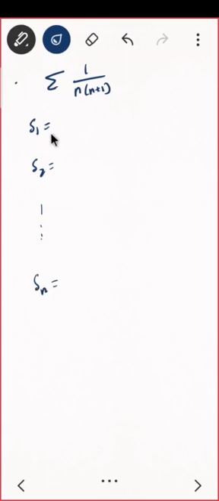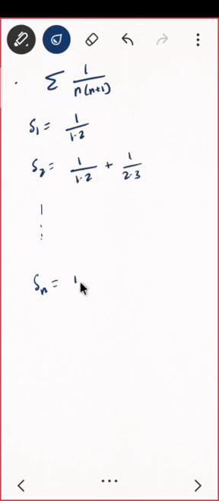But before that, let us do some examples. Summation 1 upon n into n plus 1. Check whether this series is convergent or not. Can you do that? How will you start? You start with S1, S2. Look at what Sn is and tell me. What is S1? It will be 1 upon 1 into 2. What is S2? 1 upon 1 into 2 plus 1 upon 2 into 3, correct? Sum of two terms, E1 plus E2.